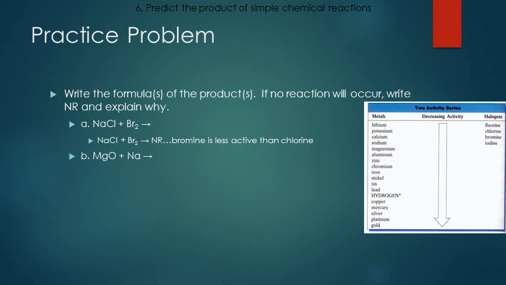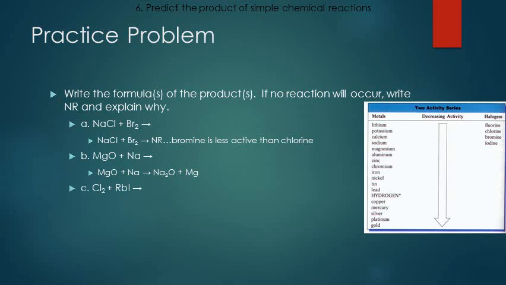Example number 2. Magnesium oxide reacting with sodium. In this reaction, the sodium would replace the magnesium. The magnesium would get kicked out by itself. So consult our activity series here. Here's sodium. Magnesium is directly below it. So sodium is in fact more active than magnesium. So this reaction will occur. The sodium will replace the magnesium. So we get sodium oxide and we get magnesium.